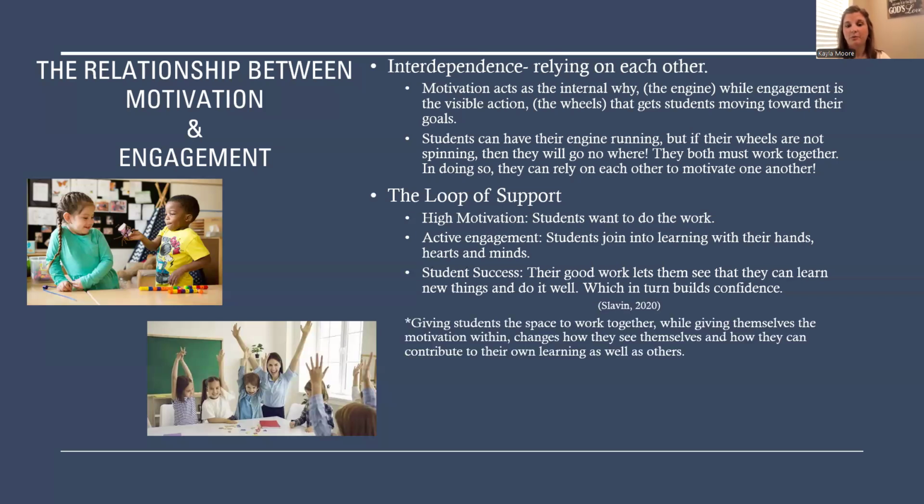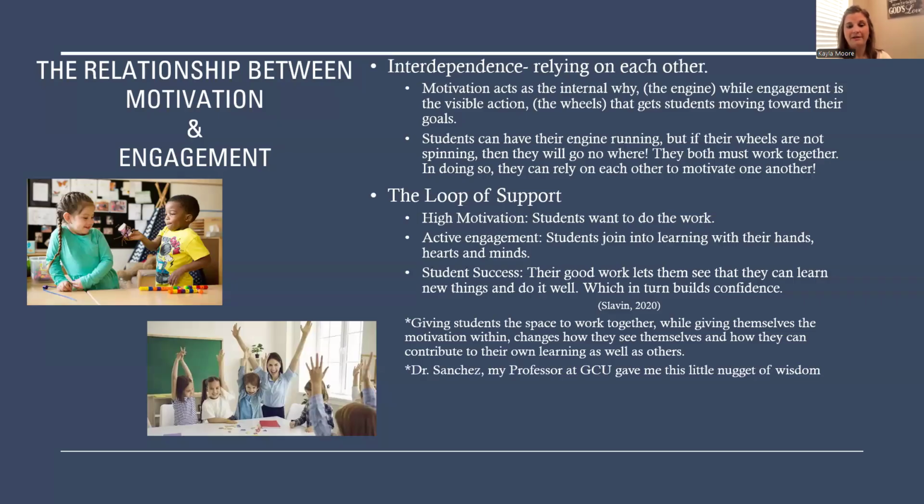Giving students the space to work while giving themselves the motivation within changes how they see themselves and how they contribute to their own learning, as well as the learning of others. I love these things with the kids over there showing each other, hey, look what I did, or the ones down there that are so excited. I just love to see the spark of learning.